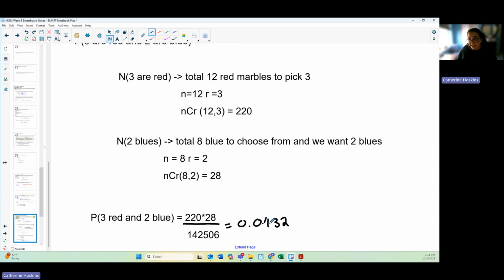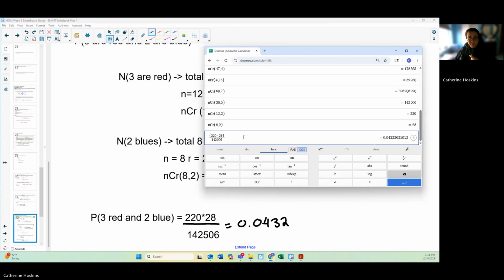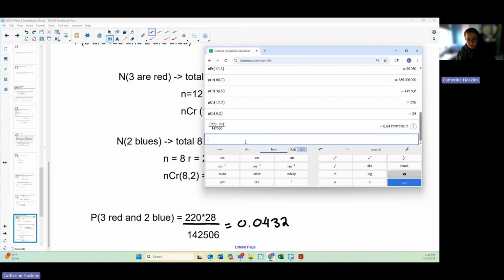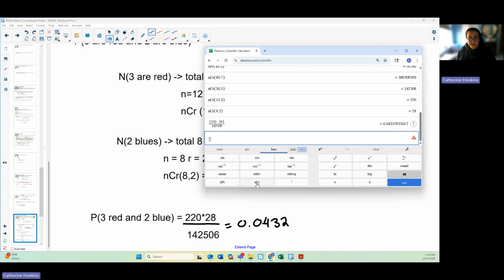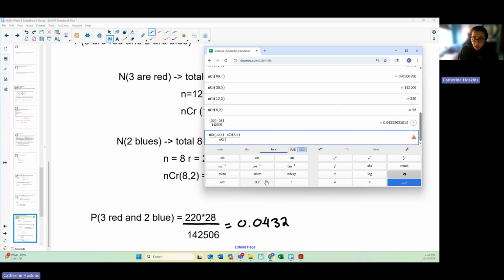We could also put it all into Desmos in one step if we really wanted to. We could have used a fraction bar, NCR 12 comma 3, close that parentheses, multiply by NCR 8 comma 2, close that parentheses, divide by NCR 30 comma 5, and we get that same decimal. That is the end of our 4.4 counting techniques.